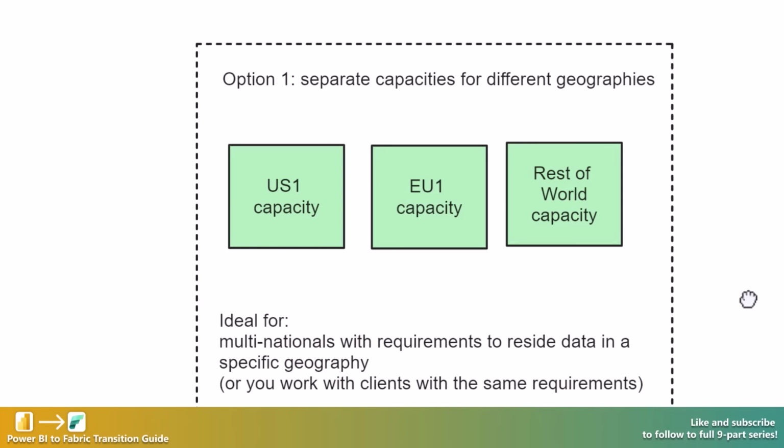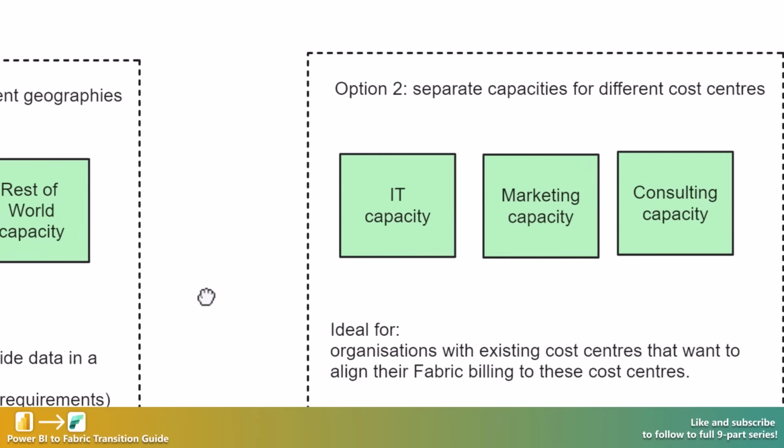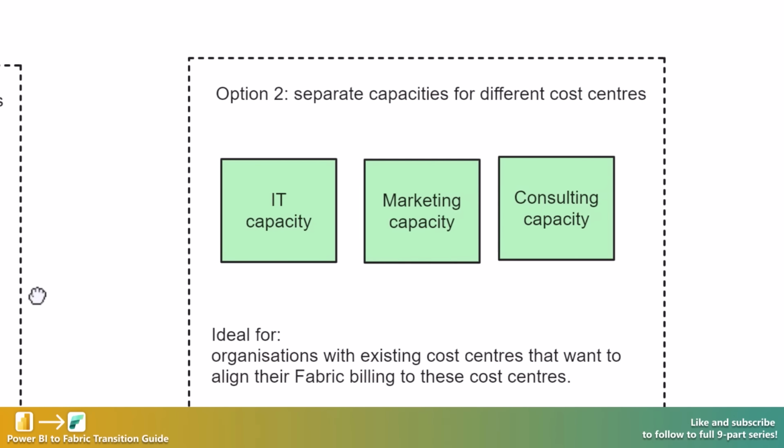Reason 2 is to align with existing organizational cost centers. So in some organizations, billing and budgets are managed through cost centers, which might align to specific departments within an organization. So you might have an IT cost center, marketing cost center, and they might want to create one capacity for each cost center to make billing easier and to align it with existing profit and loss cost centers. And it makes it easier to attribute what's being used in Fabric by which department.